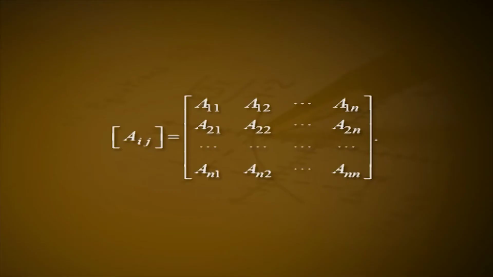Then the cofactor matrix of A is given by the matrix Aij is equal to matrix A11, A12, etc., A1n; A21, A22, etc., A2n; etc.; An1, An2, etc., Ann. A property of cofactors.